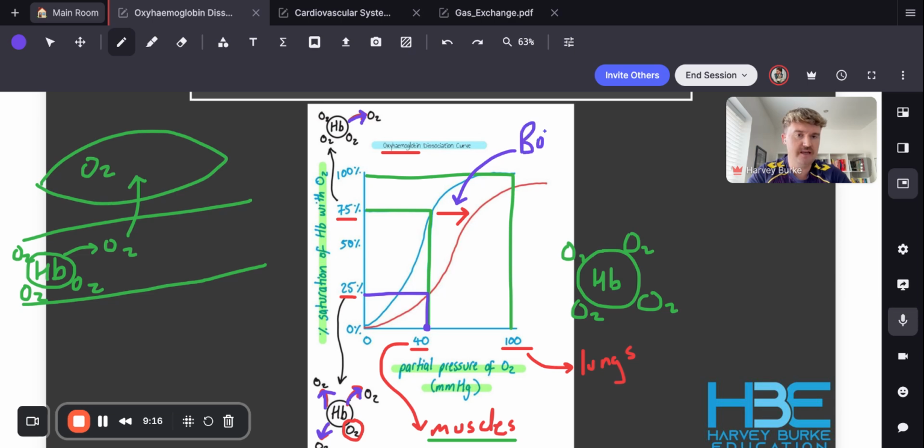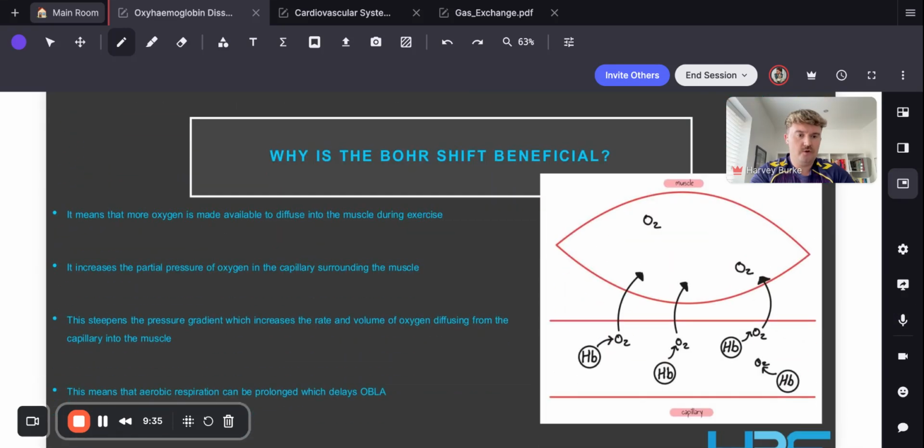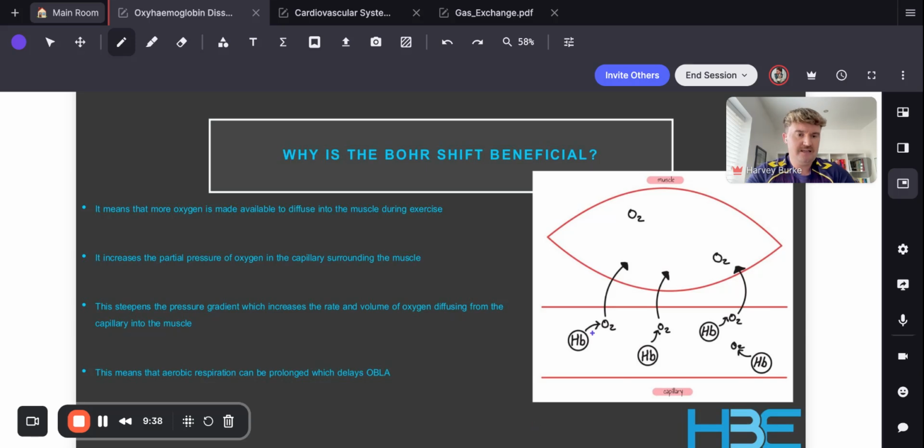So what this is saying is that as a result of the Bohr shift, it's showing us that during exercise, hemoglobin is letting go, dissociating even more so than it was at rest. And the reason why that is so important is that if I just go to this diagram here, let's say instead of hemoglobin just letting go of 1 oxygen, each hemoglobin, as a result of the Bohr shift, is now letting go of 3 oxygens. So there's way more oxygen now dissociating.